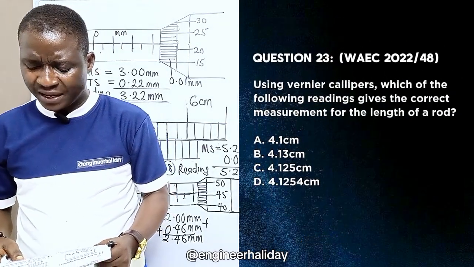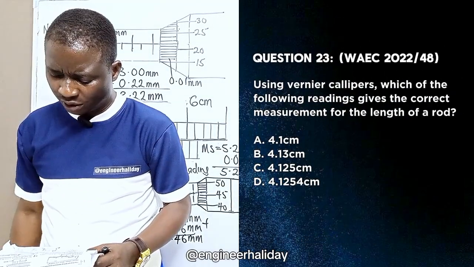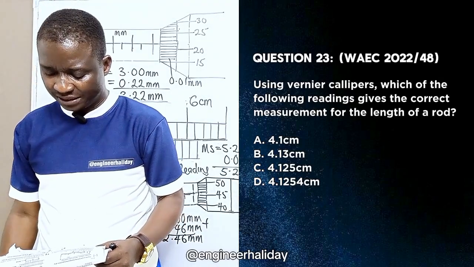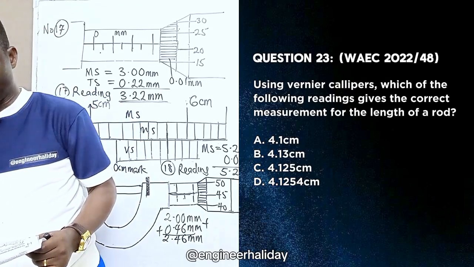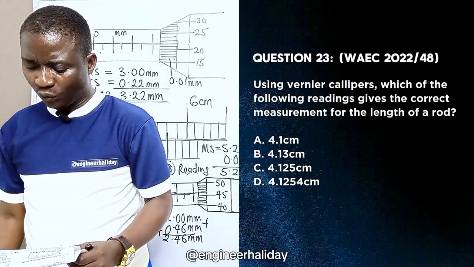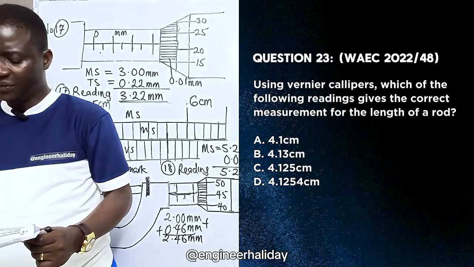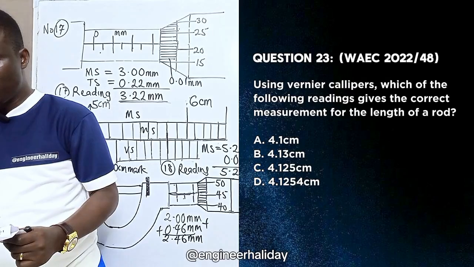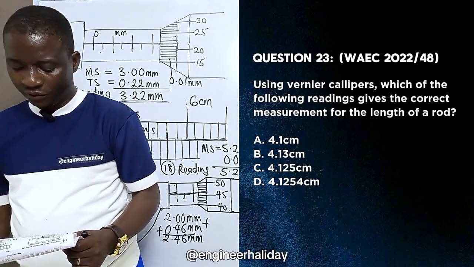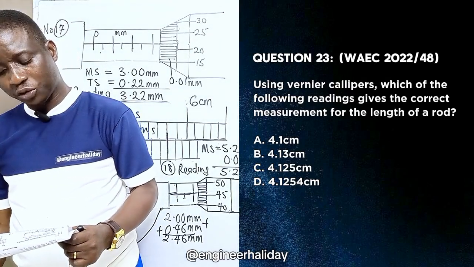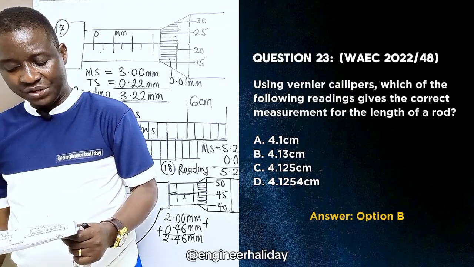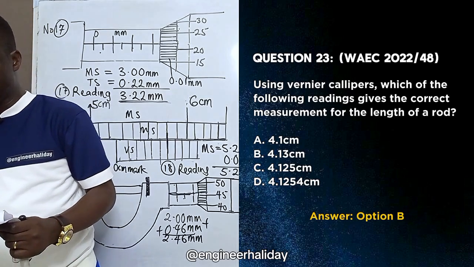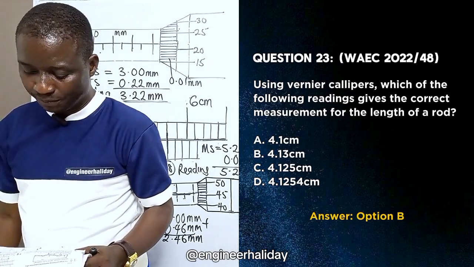Number 23. Using a vernier caliper, which of the following readings gives the correct measurement of the length of a rod? A says 4.1 centimeter. B says 4.13 centimeter. C says 4.125 centimeter. D says 4.1254 centimeter. Option A is meter rule. B is vernier caliper, which is 4.13. C is micrometer screw gauge. D, no. So the answer is B, vernier caliper.